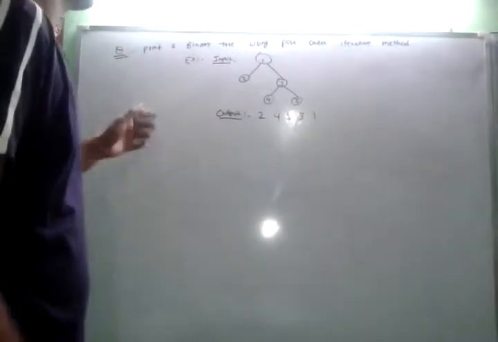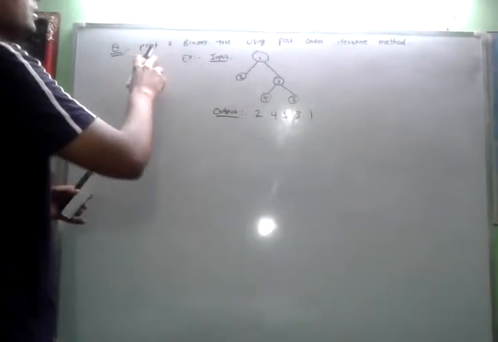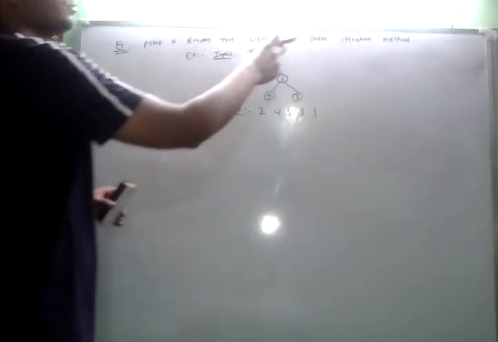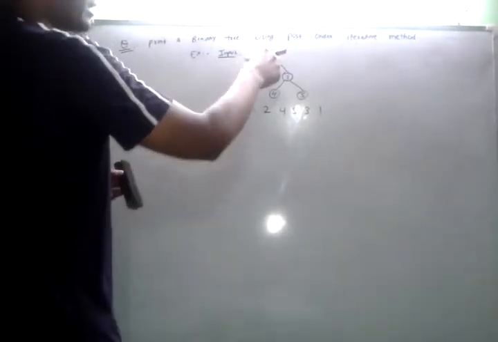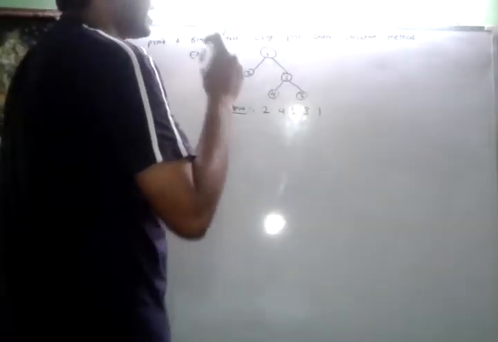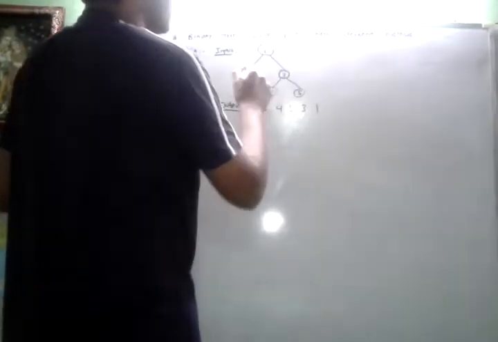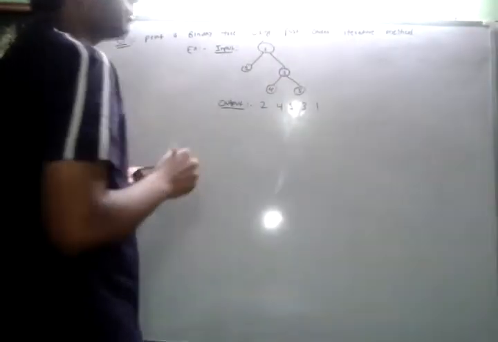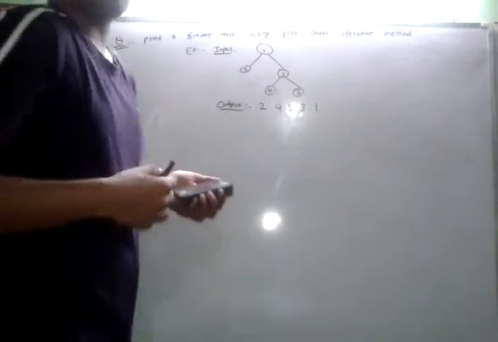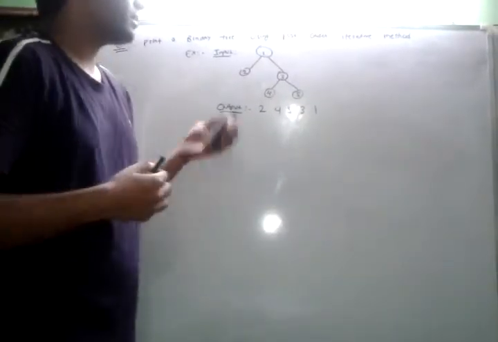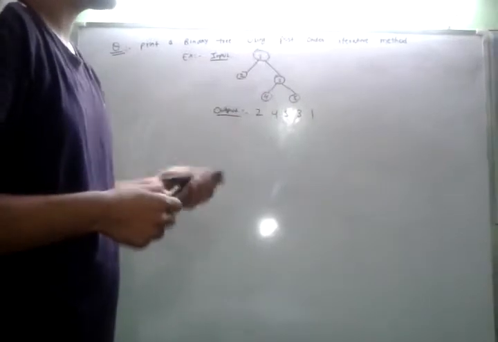Let's see one problem. The problem is you have to print a binary tree using the post order iterative method. This is the tree, so you have to print it by using the iterative method of the post order. So how would we print using the iterative method? First of all, let's see how we are going to print this tree by using the recursive method.